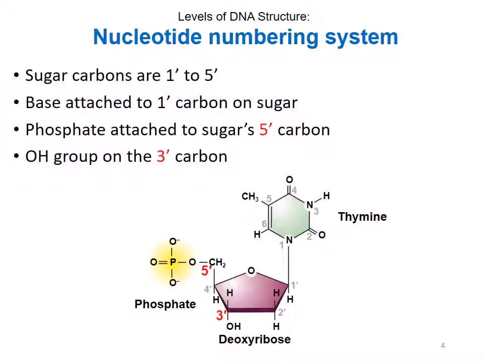There's a numbering system for the nucleotides. The sugars are numbered on the carbons from 1 to 5. The nucleotide base is attached to the 1' carbon on the sugar. The phosphate group is attached to the 5' carbon, and the hydroxyl group, or the OH group, is attached on the 3' carbon. This is important because we will talk about replication in the 5' end and the 3' end of DNA and RNA. However, I'm not going to ask you to label the carbons on your exam.